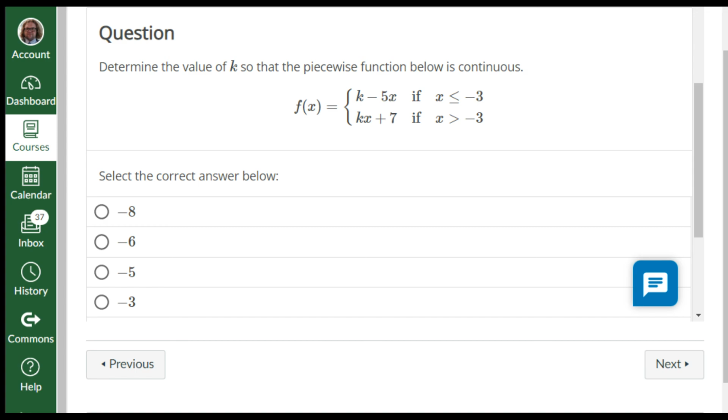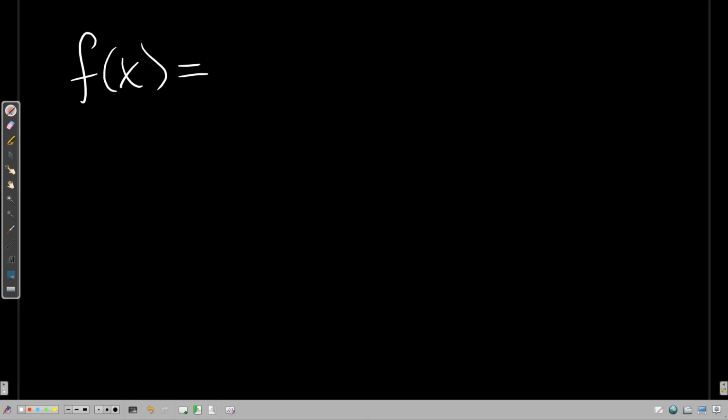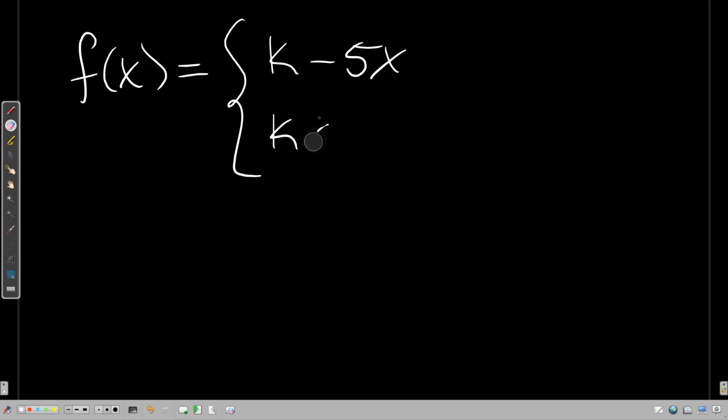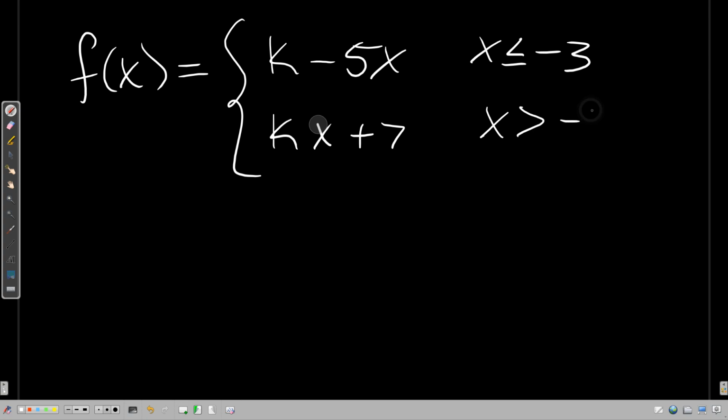Determine the value of k so that this piecewise function is continuous. All right. Here's going to be that function, k minus 5x, kx plus 7, and the first piece is on the domain less than or equal to -3, and this one is bigger than -3.